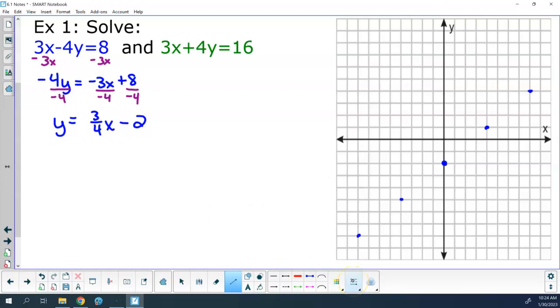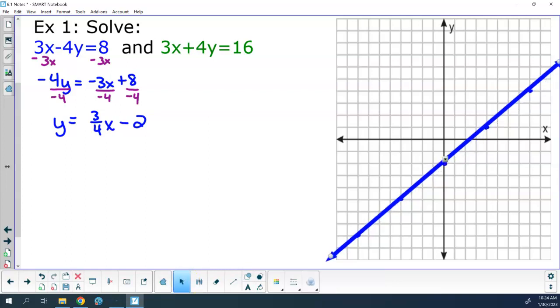Now it's going to be important for you to go all the way across your graph, especially on the first line, because you don't know where those two lines are going to intersect. So you should be going all the way across your graph on the first one. Then you rinse, lather, and repeat for the second one.